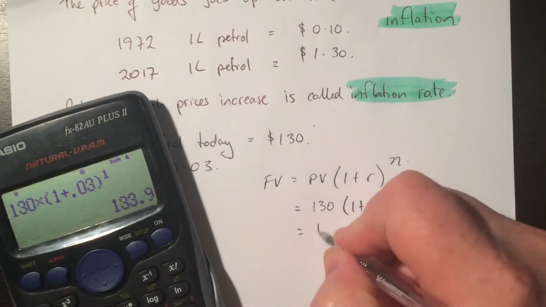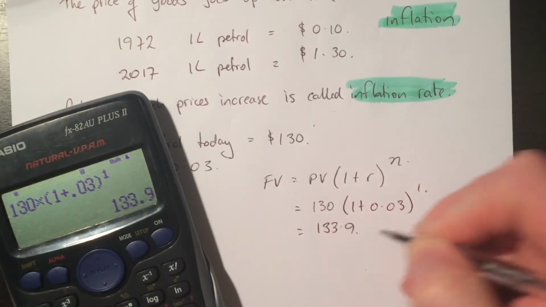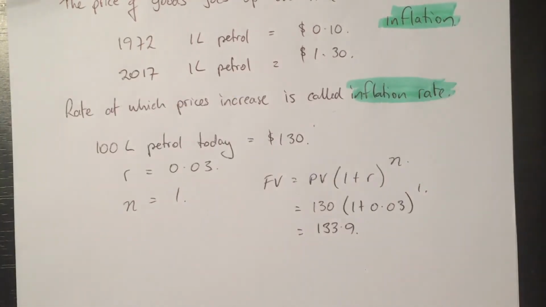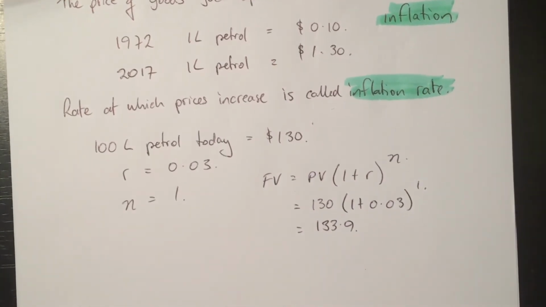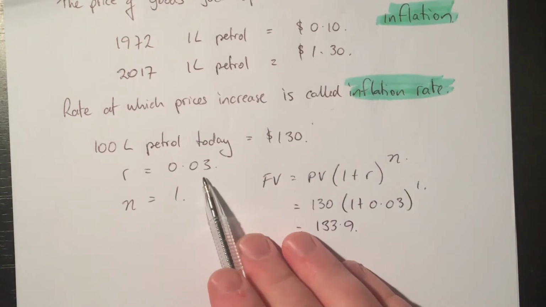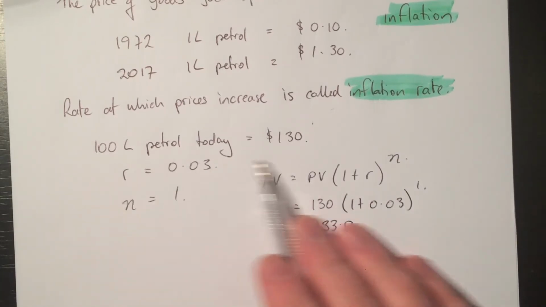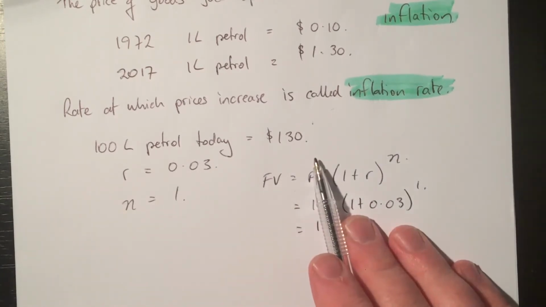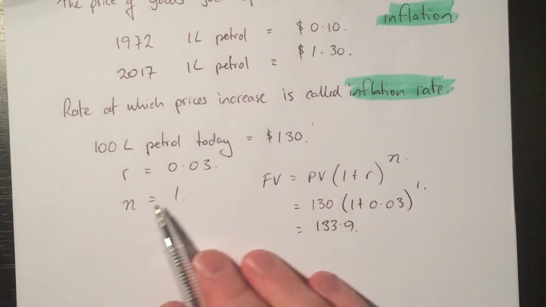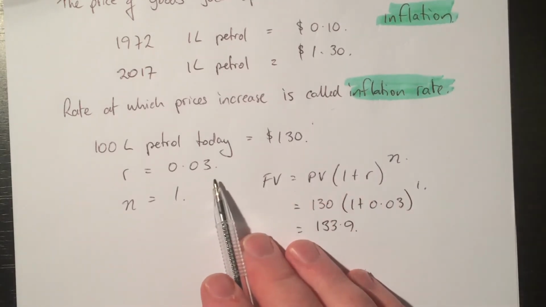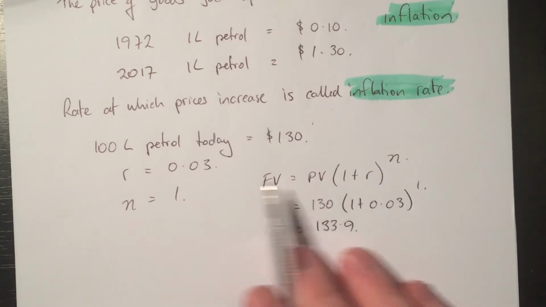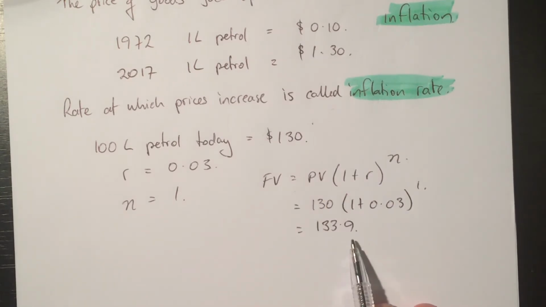And we get $133.90. So if the rate of inflation is 3% and 100 litres of petrol costs $130 today, then in 12 months from now, 1 year's time, we can expect that same 100 litres of petrol to actually cost $133.90.